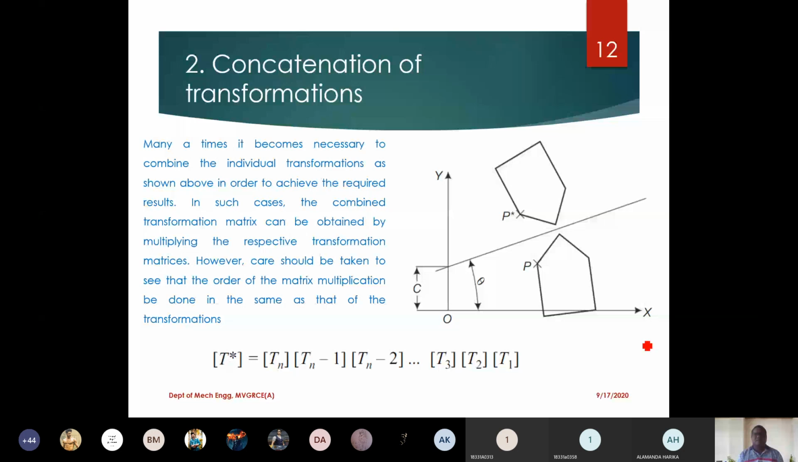But in reality, your requirement may be something different. For example, if you look at this particular picture, this is the original object. Let us say this is the original object. Sorry, this is represented P star, right?